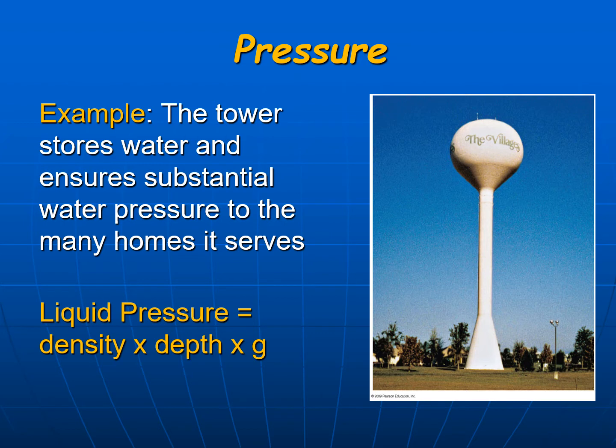And the natural law is that liquid will flow from high pressure to low pressure. So this will ensure substantial water pressure to the many homes it will serve. Remember our equation: liquid pressure equals density times depth multiplied by gravity. So we know the depth, or the height of the tower. Then we will have substantial pressure which will make sure that the water will flow to the many homes it serves.